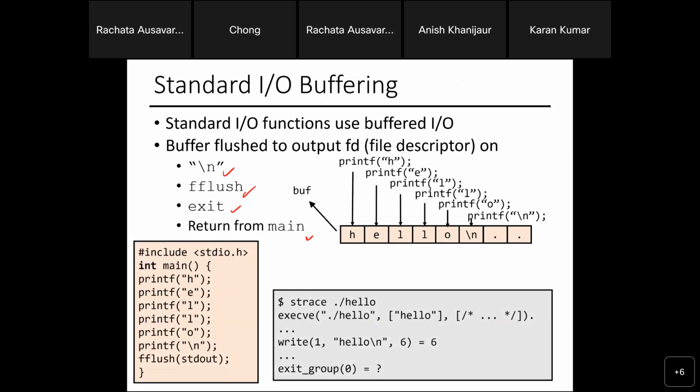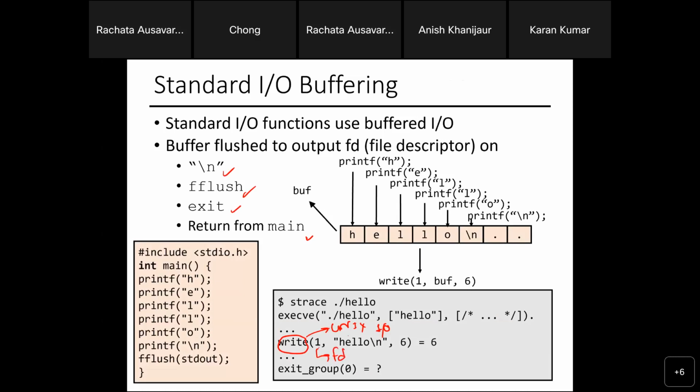If I do the strace command to run this program called hello, let's say the program is called exactly that, you will see the Unix implementation. This is Unix IO. So the underlying implementation of your printf actually uses the Unix IO write command to write to the buffer, and it writes the whole thing, hello \n, right? 6 bytes.